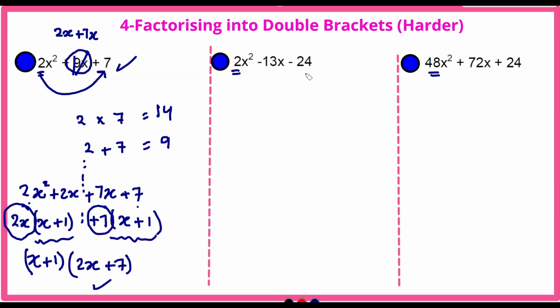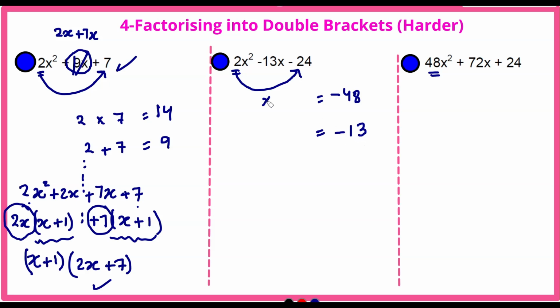Okay, let's write here with negatives. So we say 2 times minus 24. By the way, the minus always belongs to what comes after. Okay, minus or negative always belongs to what comes after. It's part of it. So when you times this, what you get is minus 48. So we said that's a product. And the sum is minus 13.